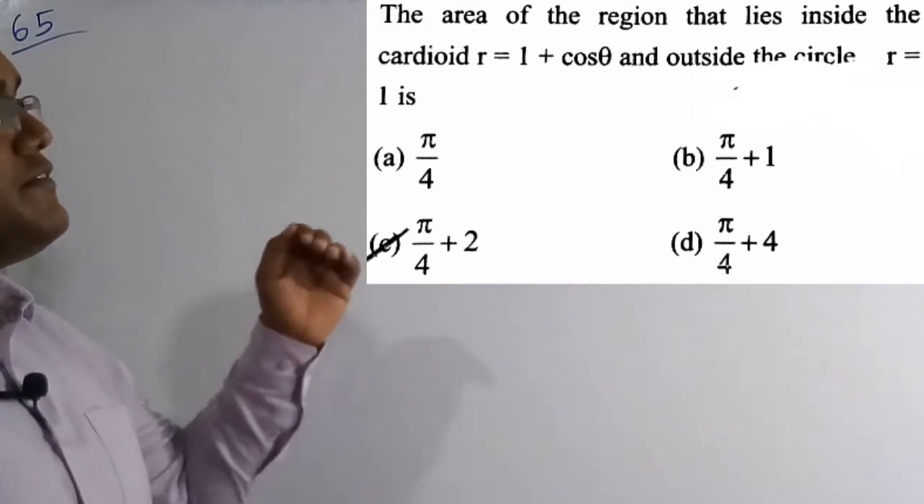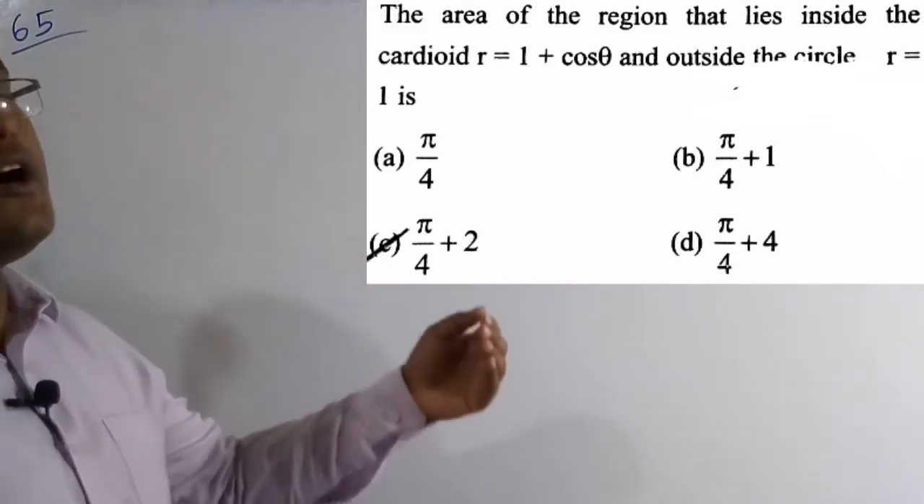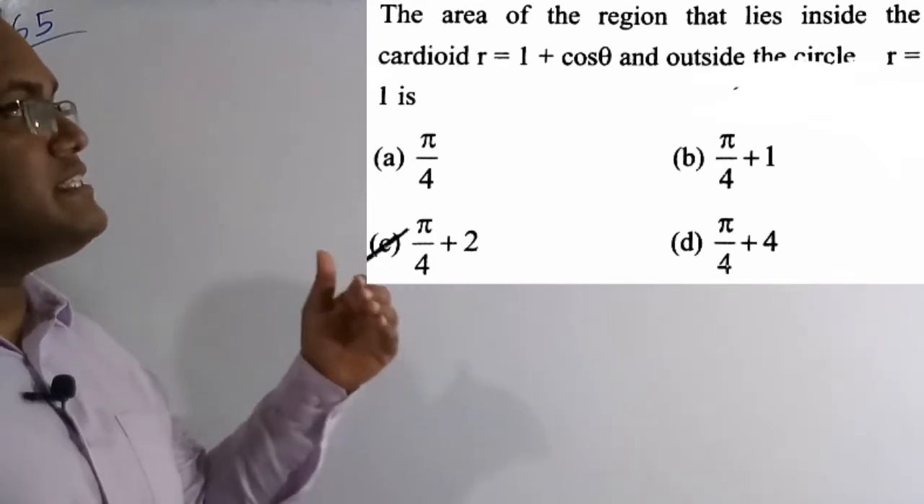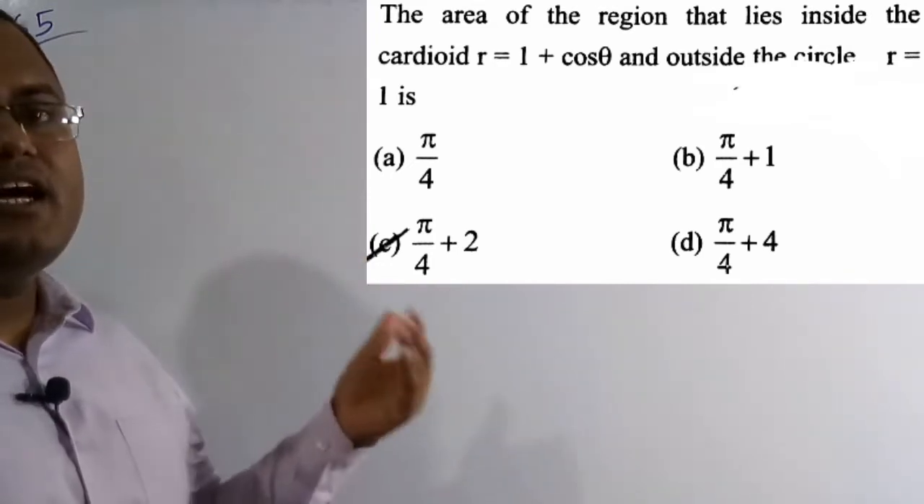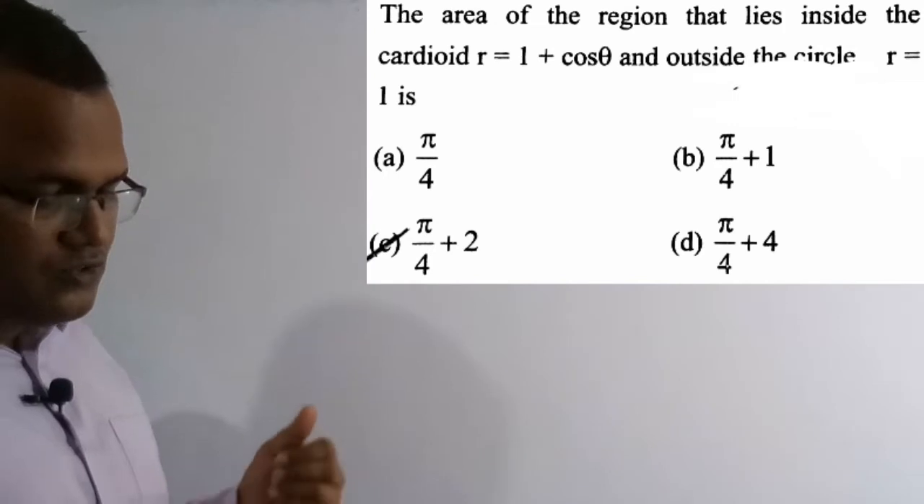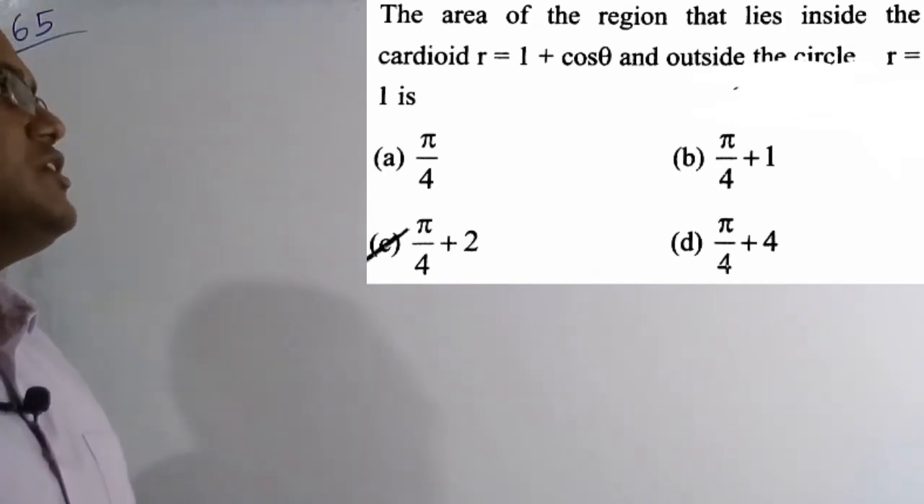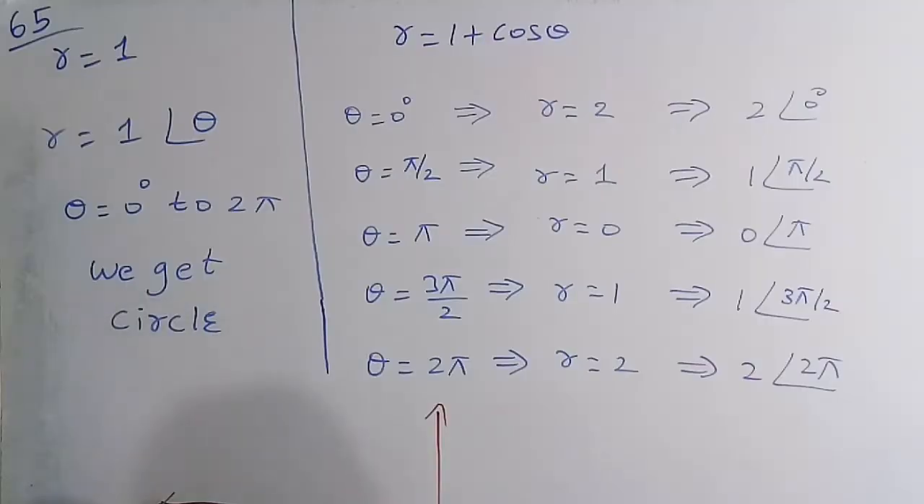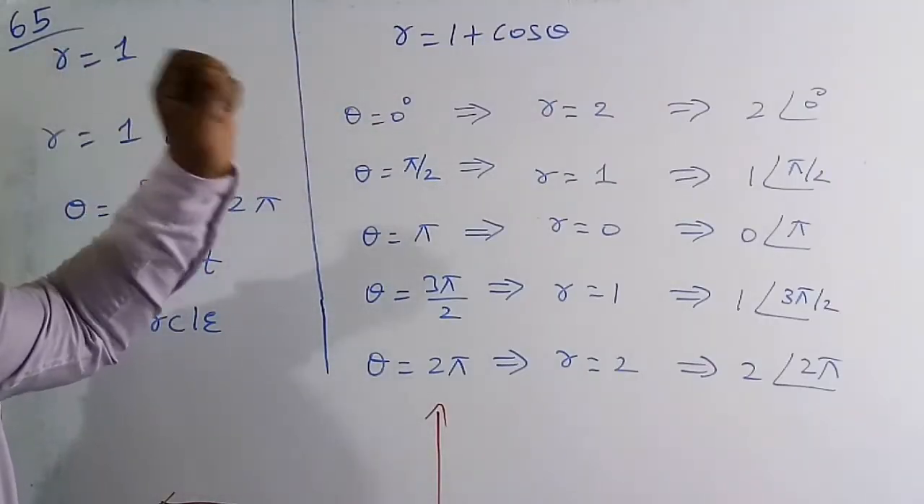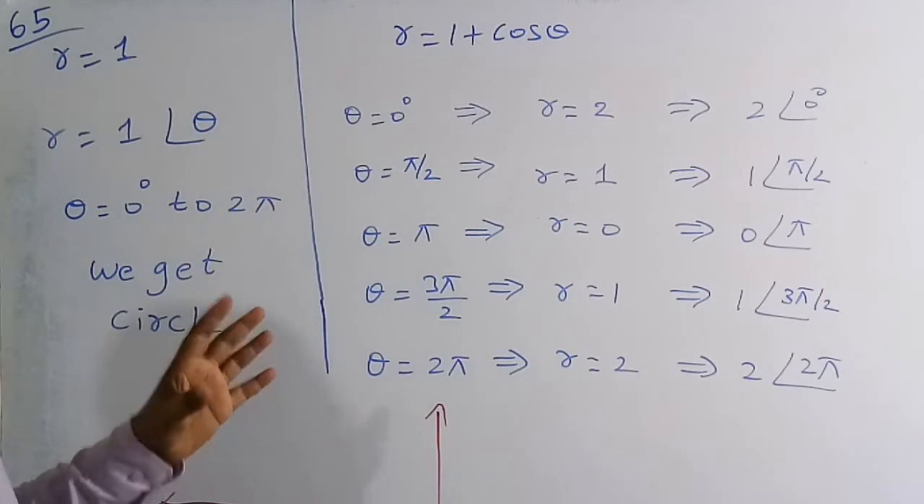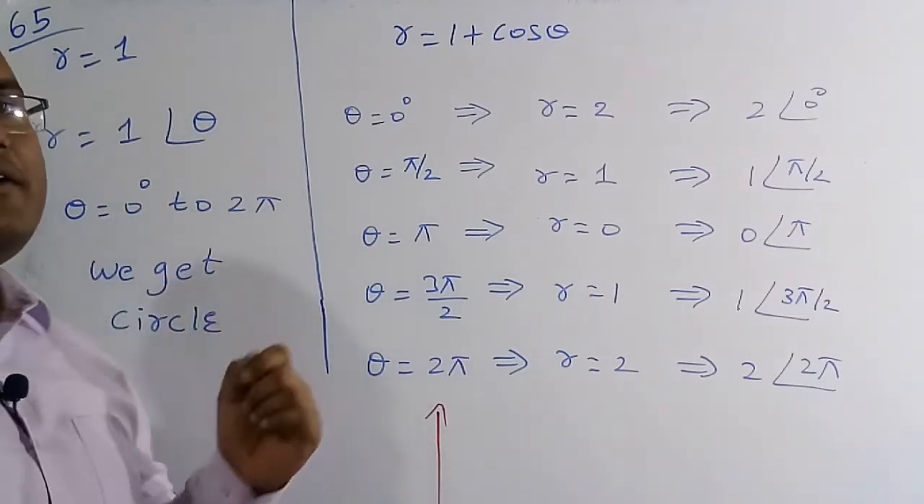That means we need to figure out the area which lies outside the circle and inside the cardioid. Of the four options, option C, pi by 4 plus 2, is the correct solution of this question. So let's solve this numerical. In the question they have given two curves in polar format. So now we have to draw these graphs and then find the area between them.